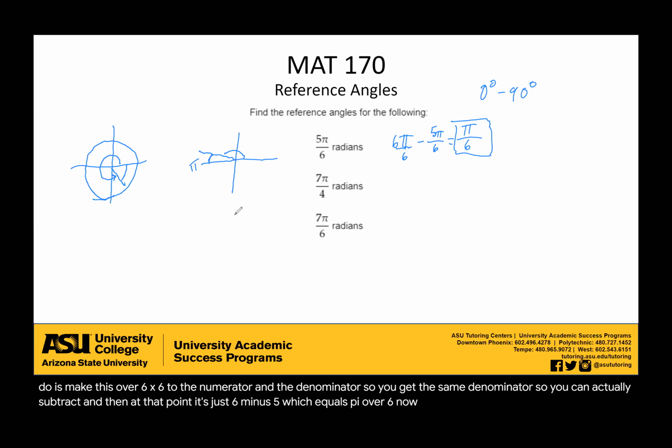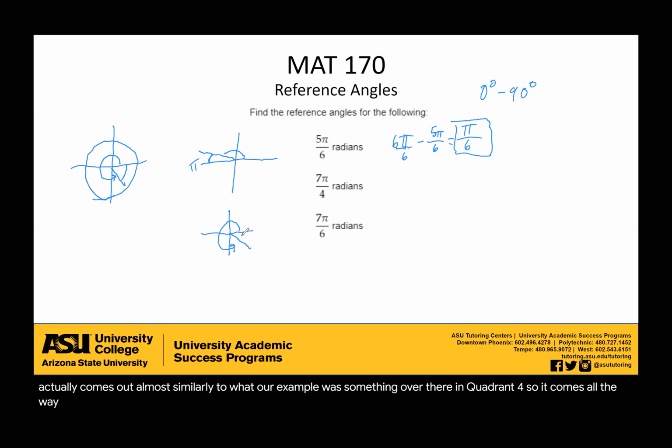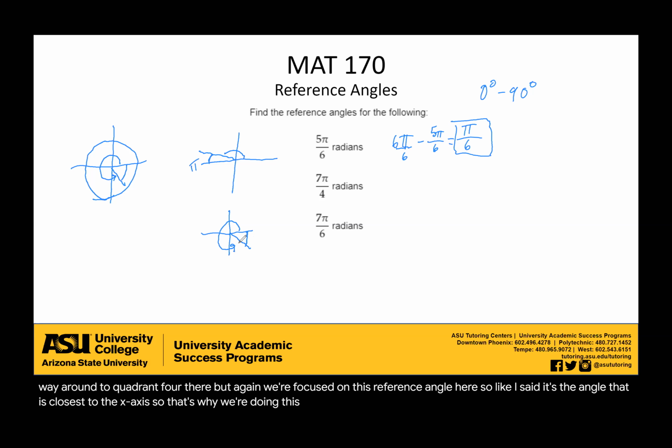Now for 7 pi over 4, if we graph that, it comes out almost similarly to our example, something over there in quadrant 4. It comes all the way around to quadrant 4. Again, we're focused on this reference angle here. Like I said, it's the angle that is closest to the x-axis. That's why we're doing this instead of coming all the way back around to the y-axis, because this angle is smaller.